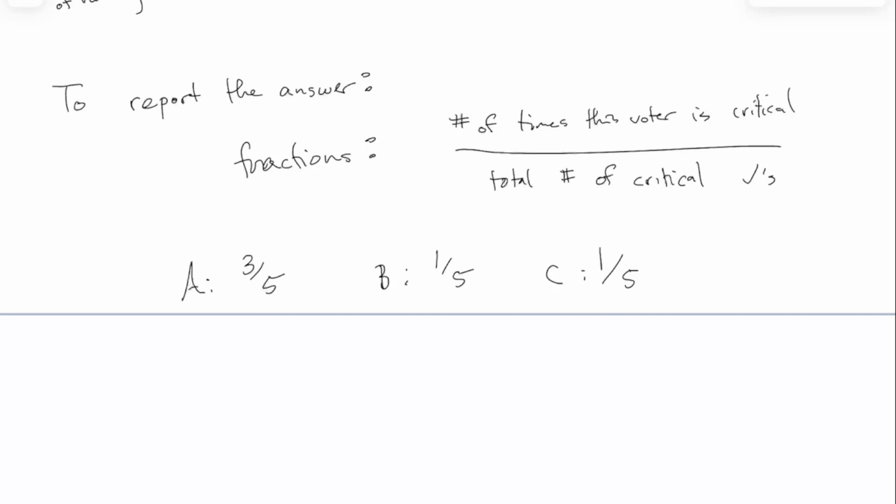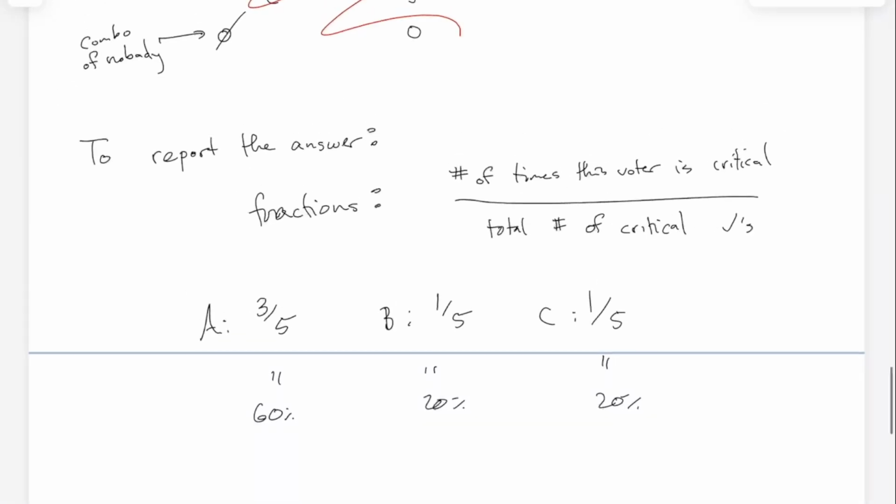All right, and this is how I would expect you to leave your answer on a test or something. If you want to, you can convert this to percentages if you have a calculator. 1/5 is 20%, so this is fairly easy. This is equal to 60%. These are 20%, and this is 20%. All right, so this is how you write the final answer of the Banzhaf. Those fractions are the number of checks for that person divided by the total number of check marks. Any questions about that?